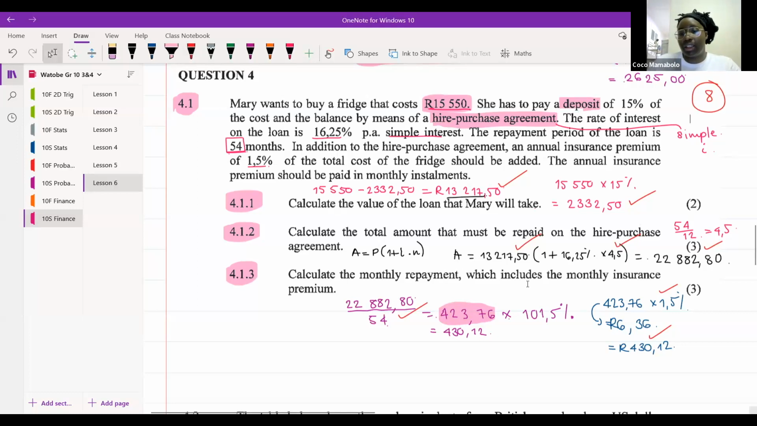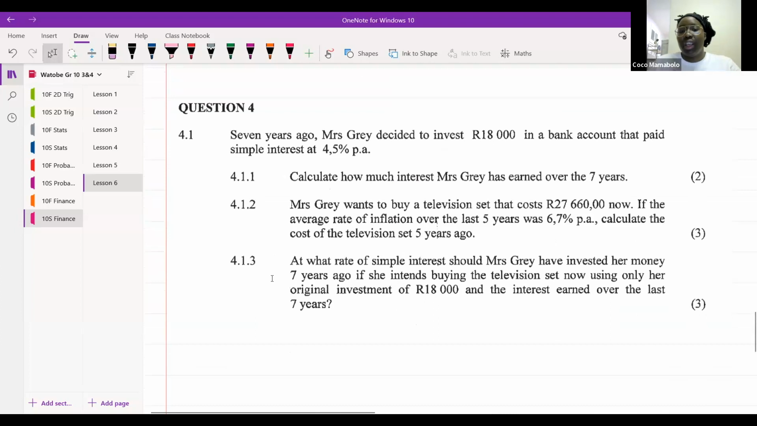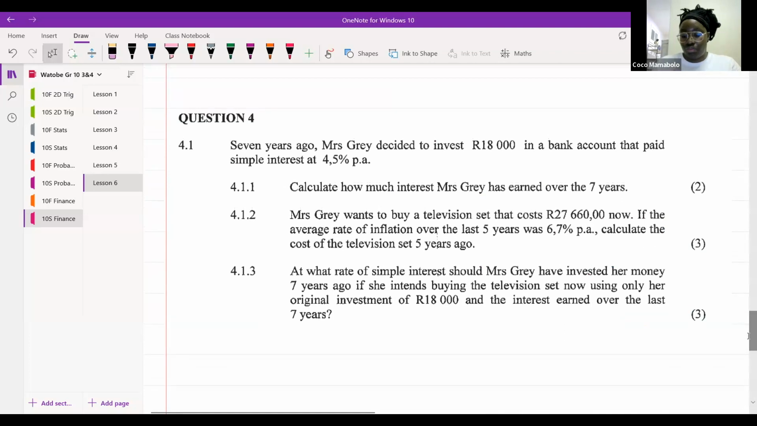All right, peeps. Okay, let's look at this next one over here. I want us to do this question 4. It says 7 years ago, Mrs. Gray decided to invest 18,000 Rand in a bank account that paid simple interest at 4.5% per annum. Calculate how much interest Mrs. Gray has earned over 7 years. All right, let's start with 4.1.1. In fact, maybe let's do 4.1.1 and 4.1.2. Pop your favorite emoji in the chat when you're done.